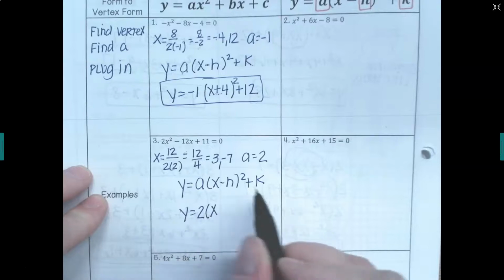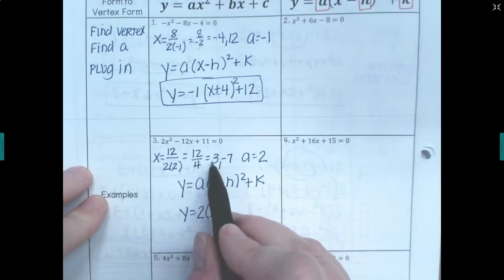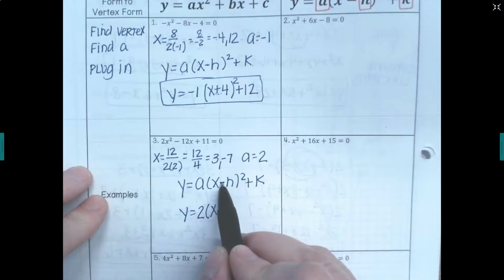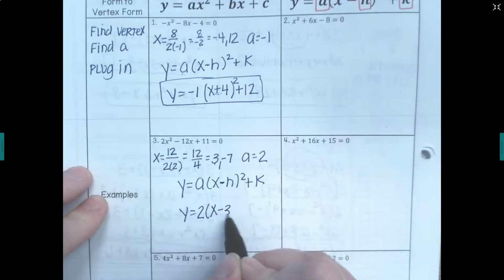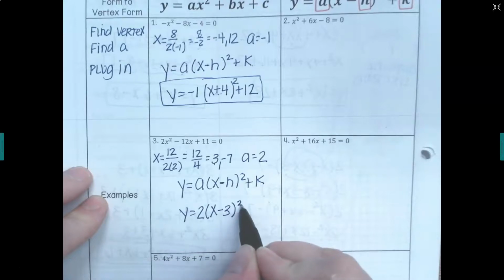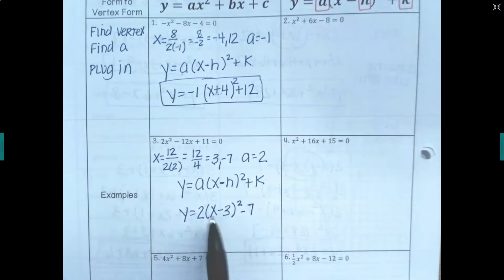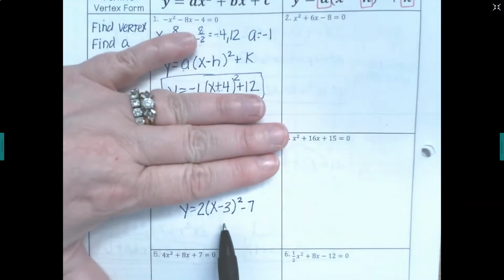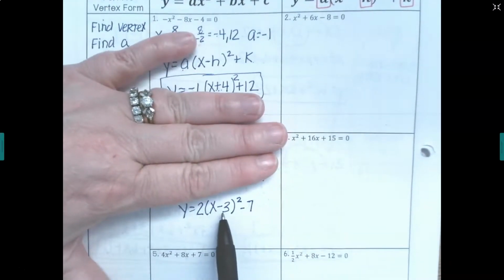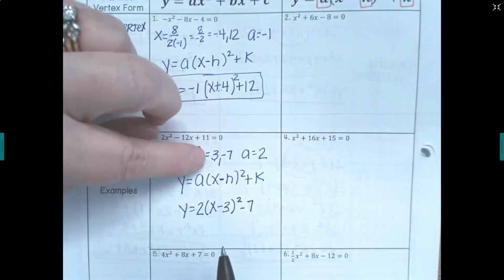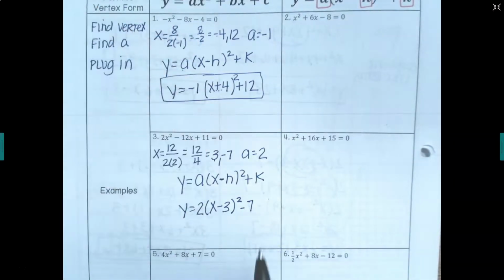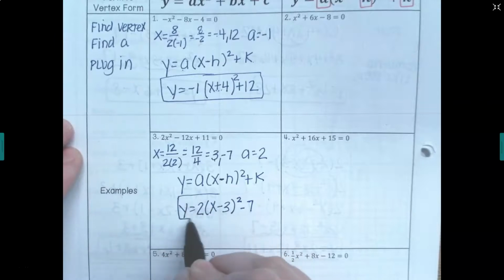Then we have x. And remember, we're going to change the sign. This means we're changing the sign of whatever we're putting in there. This is a +3, so it's going to go in as a -3 squared, and my k value is -7. So let's look at that. If I gave you just this and said, what is the vertex? The vertex is 3, -7. And when I look, there's my vertex, 3, -7. So we plugged it in correctly.